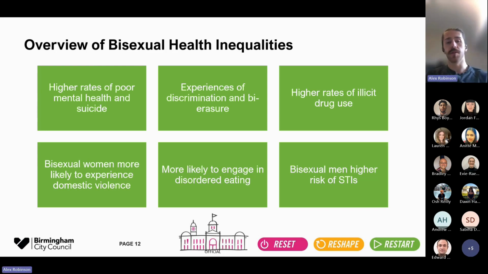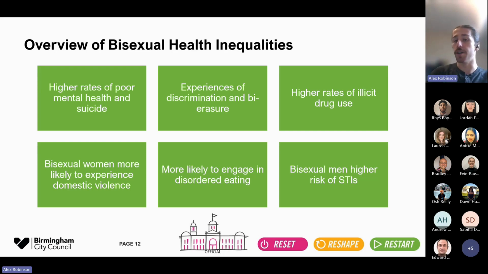Bisexual people can also experience discrimination from both straight people and other LGBTQ plus people, particularly in the form of bi erasure, which is essentially being misidentified as being actually straight or actually gay from either of those communities, and that in itself can contribute towards loneliness.